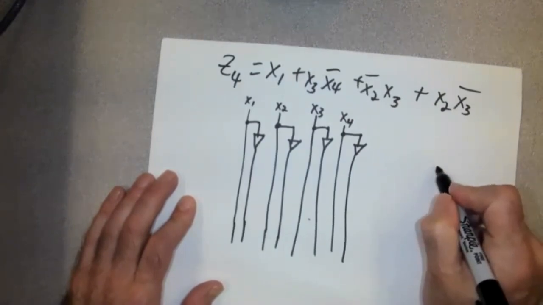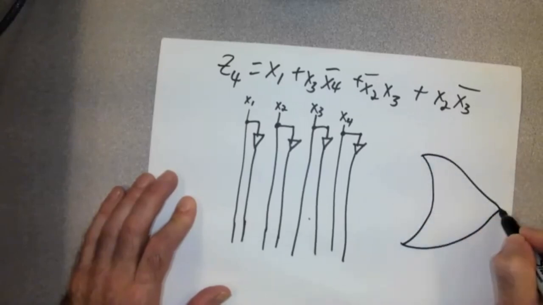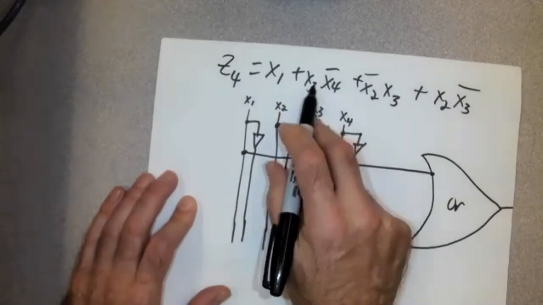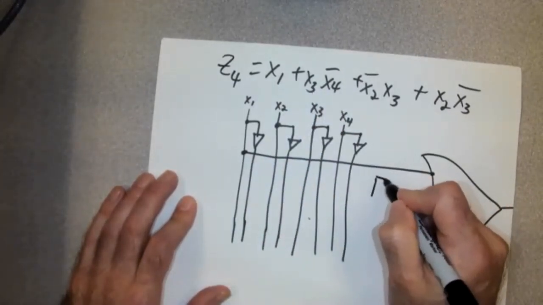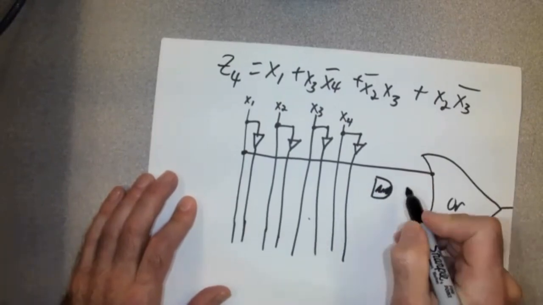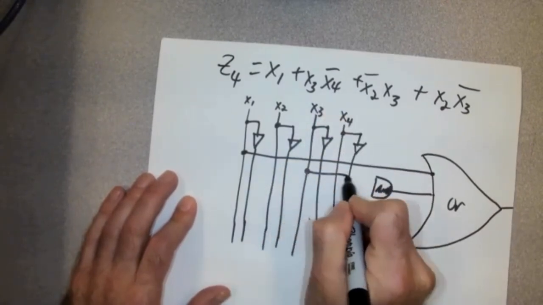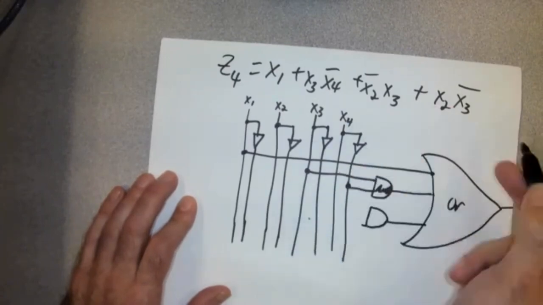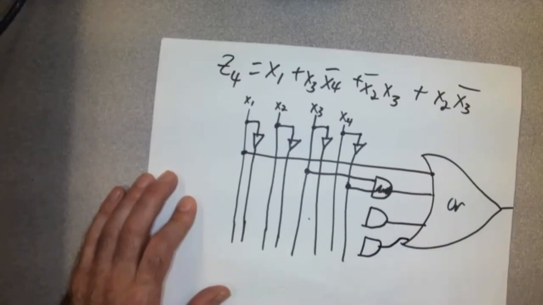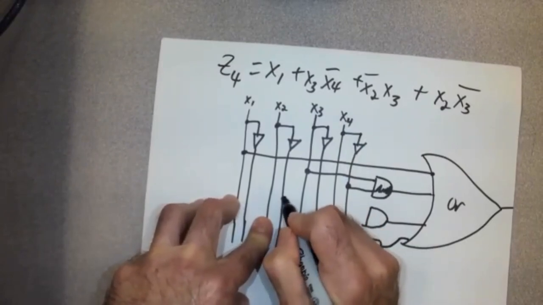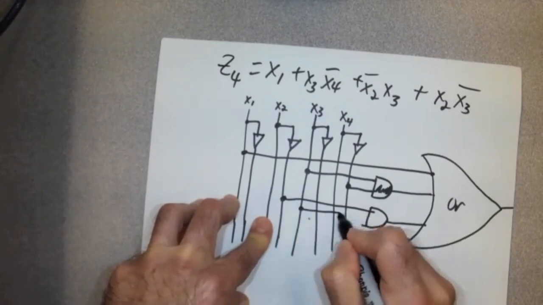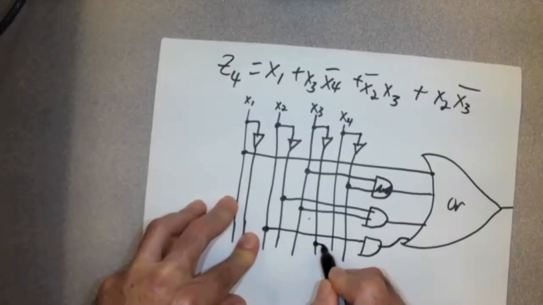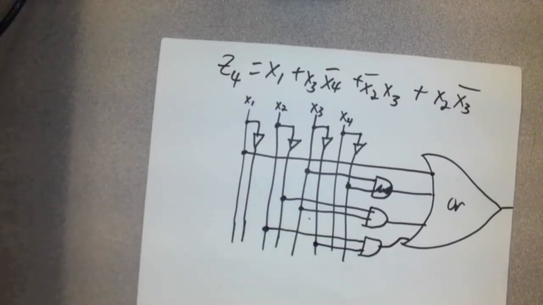Right. So in this case, the OR gate, because we just need the x1, or we need x3 and not x4. That's supposed to be an and there. So, we just need the x3. And the not of x4. And then our last two. So the not of x2, x3. And the x2, not x3. Right. So that was Z4, didn't have that one on there.